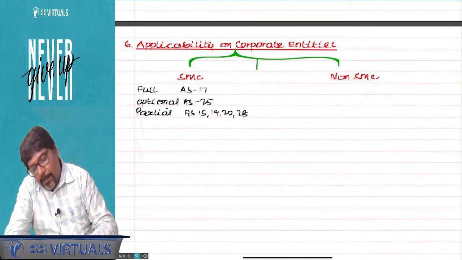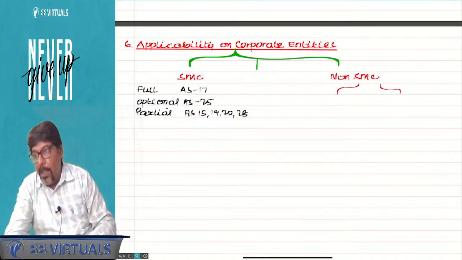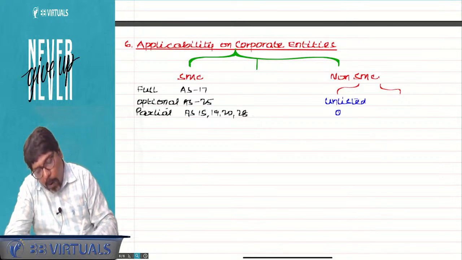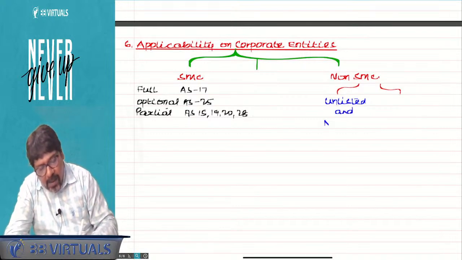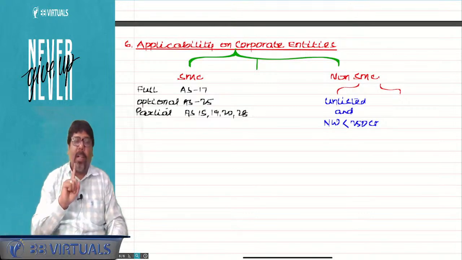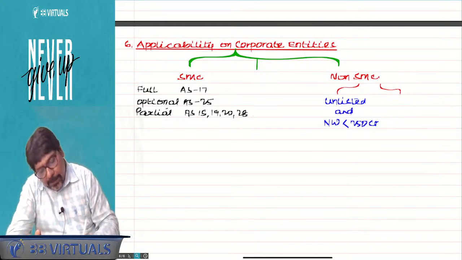non-SMC में started, let's divide. If you are unlisted, or unlisted and net worth less than 250 crores. Net worth, I'm not talking about turnover. Net worth means asset minus liability or share capital plus reserves and surplus minus losses. Then you will apply always.